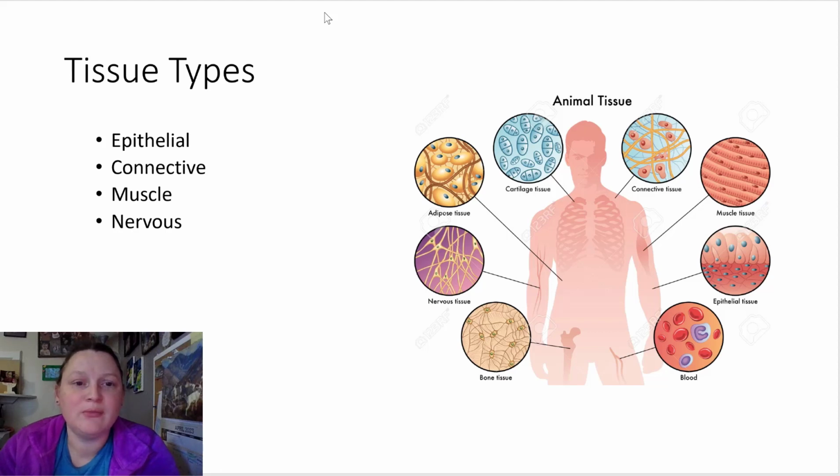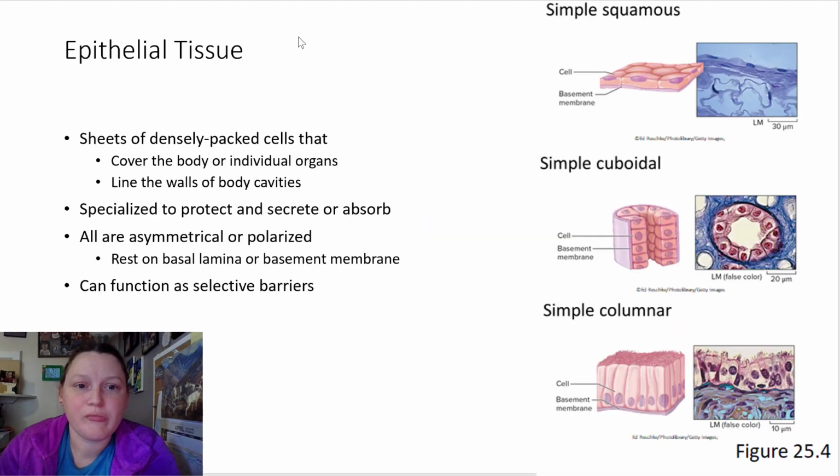Hello again. In this video we're going to talk about the 4 tissue types found in animals. So we will start with epithelial tissue. Epithelial tissue is often arranged in sheets of densely packed cells. Epithelial tissue is found both inside and outside as the layers that cover your body or line the inner walls. In general, epithelial tissue is specialized to protect and secrete. It may also absorb materials.